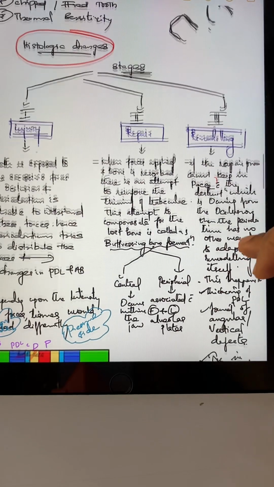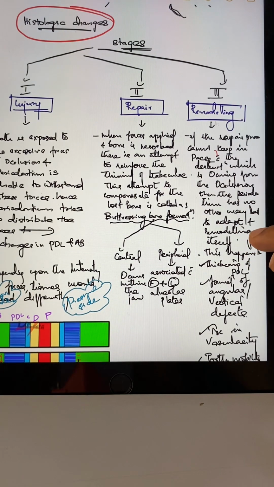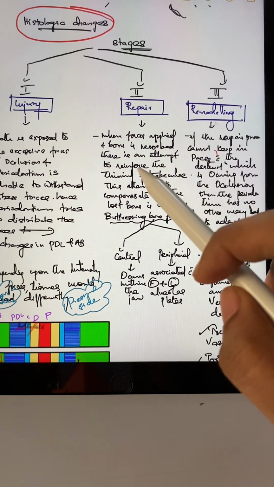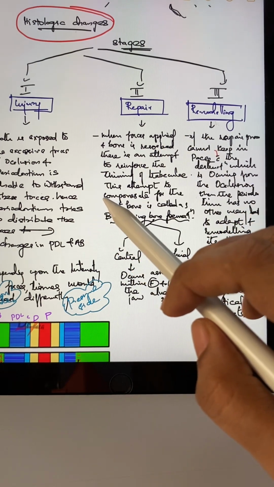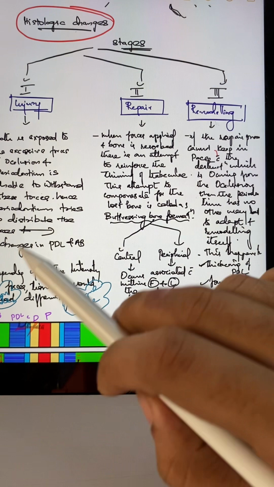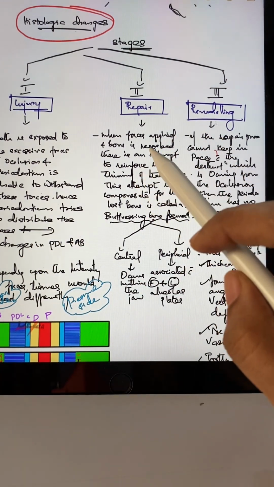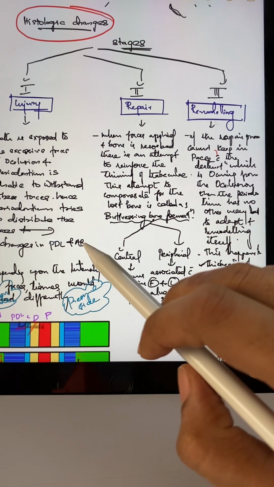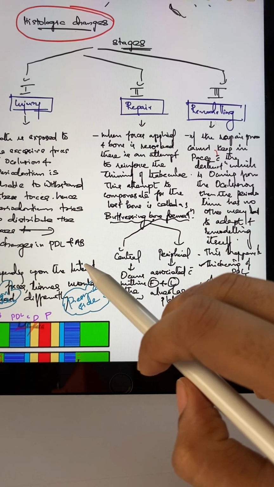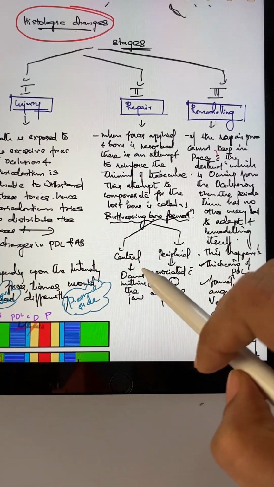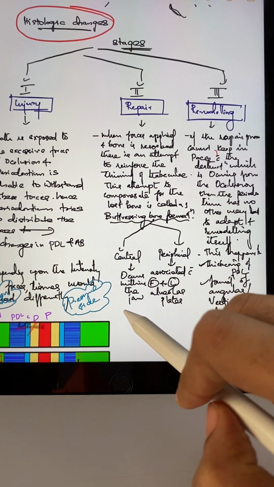Next, we have to discuss the histologic changes. It is divided into 3 stages. First is injury, then repair and remodeling. Injury means, as I just told you, when the force is more and the periodontium is not able to withstand, then some changes in the periodontal ligament and alveolar bone occur. Next is the repair. When the force is applied and bone is resorbed, there is an attempt to reinforce the thinning trabeculae, and this attempt to compensate for the lost bone is called buttressing bone formation.